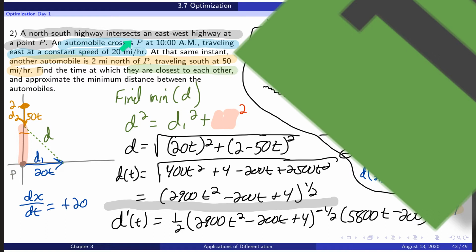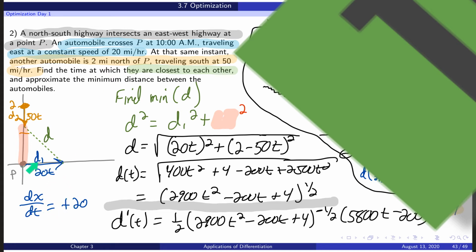An automobile crosses P at 10 a.m. traveling east at a constant speed of 20 miles per hour. So at P, traveling east, at a constant speed of 20 miles per hour, I have an arrow here. This is my first automobile, okay? The rate of change in the x direction is positive 20. That's used quite often in problems like this, but for this problem, we don't really need this. But it's a good thing to keep in mind. If a car travels at constant speed of 20 miles per hour, dx/dt is plus 20, okay?